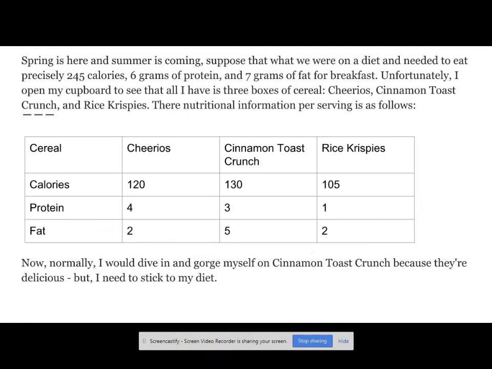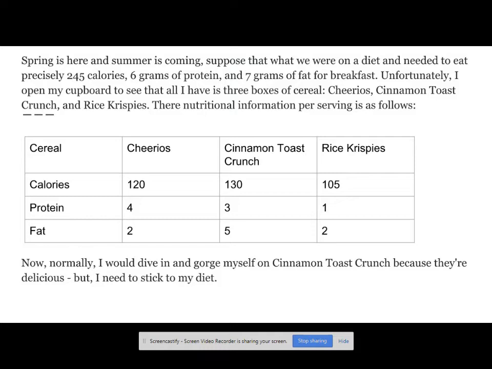So here's a problem. Spring is here, summer's coming, and we want to go on a diet, or this person wants to go on a diet. This is kind of contrived, but they need to eat exactly 245 calories, 6 grams of protein, and 7 grams of fat for breakfast. That's their diet, whatever crazy new fad diet they're on. Unfortunately, they only have Cheerios, Cinnamon Toast Crunch, and Rice Krispies. So we've got the nutrition information here on the screen.